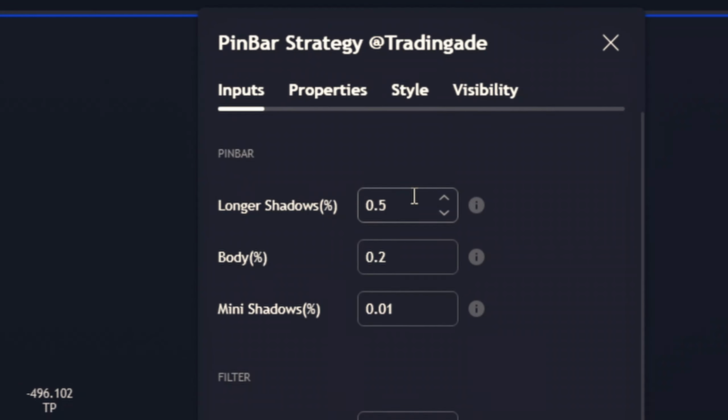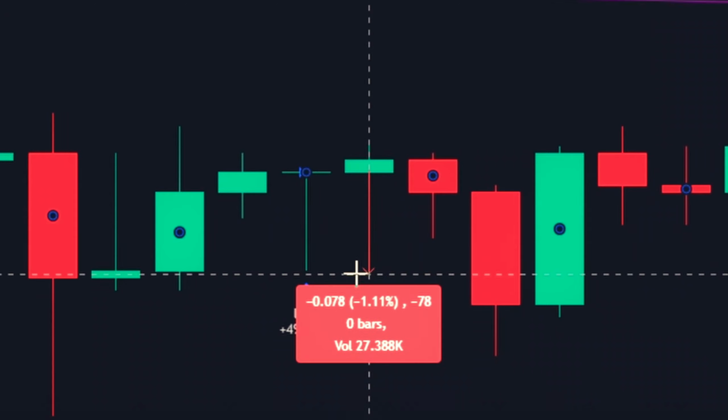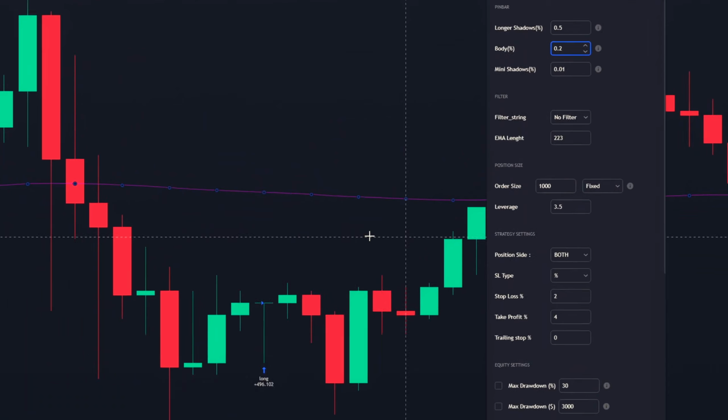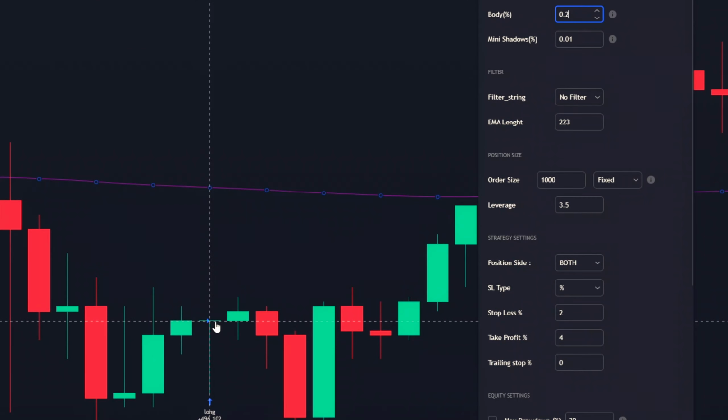In this case, I have set a 0.5 longer shadow. That means that the longer shadow must be greater or equal to that percentage. In fact, if we try to measure here, as you can see, we have a more than 1% longer shadow. Whereas the percentage of body means that this body must be lesser than this percentage. It's difficult to measure here, but this body is lesser than 0.2%. And the mini shadow is the same: this mini shadow is lesser than 0.01%. Basically, it means that there is no upper shadow.